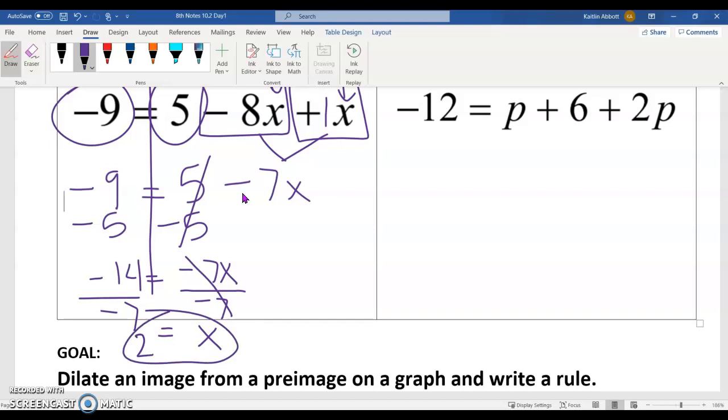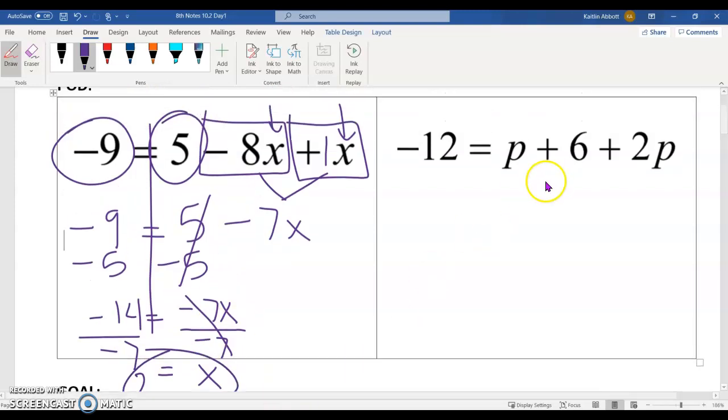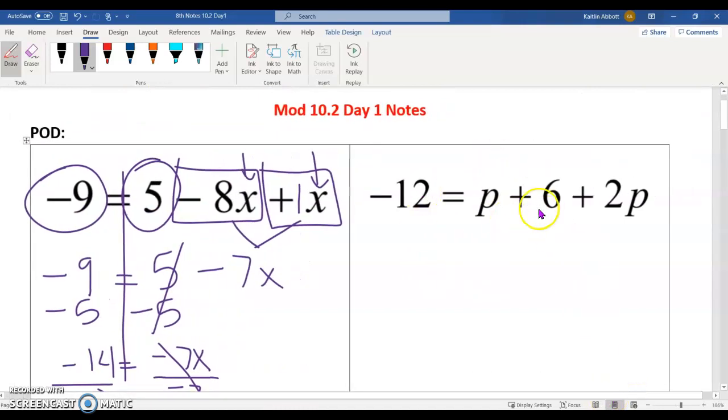If you have any questions, let me know. Otherwise, please solve this problem on your Nearpod.